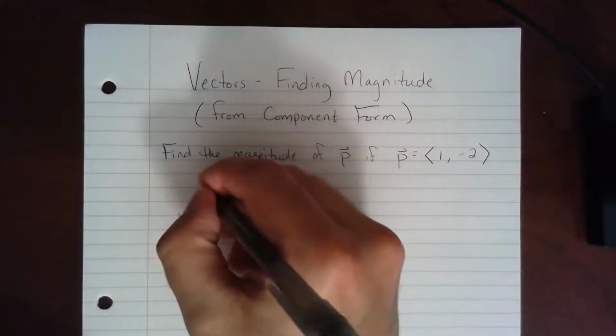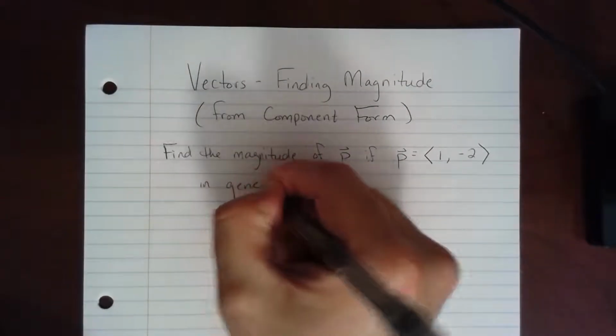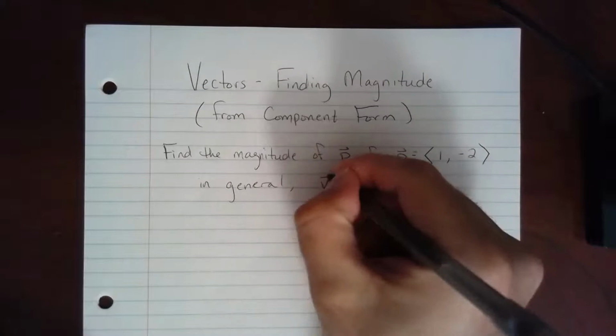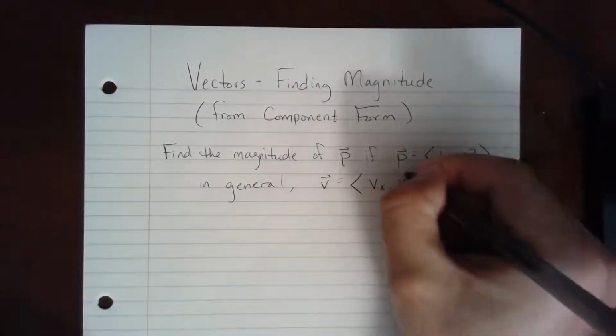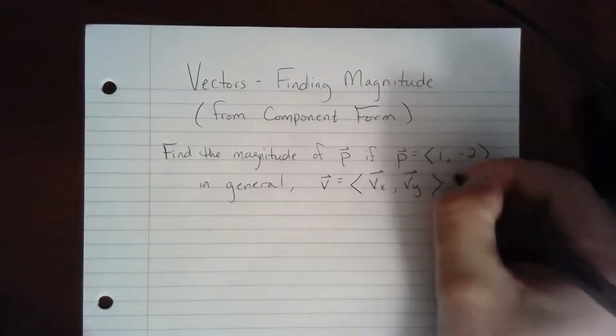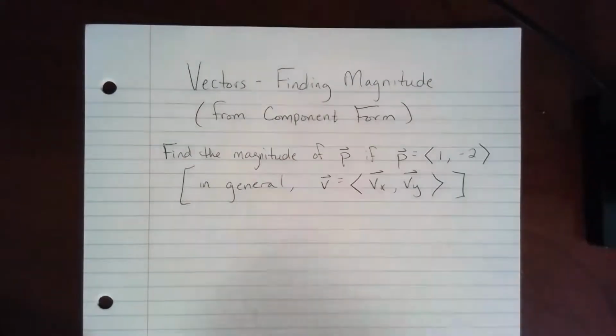So in general, if we have some vector v, we can write it as vx, vy. So just kind of making a note here, in general, this is what we have. If you worked through the last video on how to find the magnitude, you'll realize that means that this is actually a very simple problem. They have found the side lengths of my triangle for me, so there's really nothing to it.